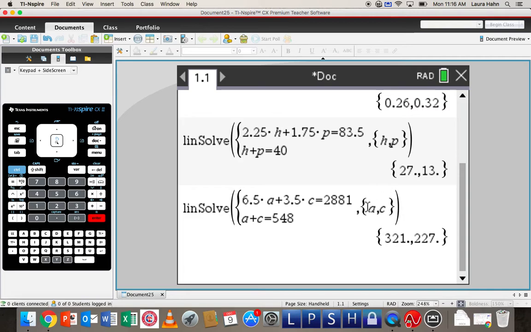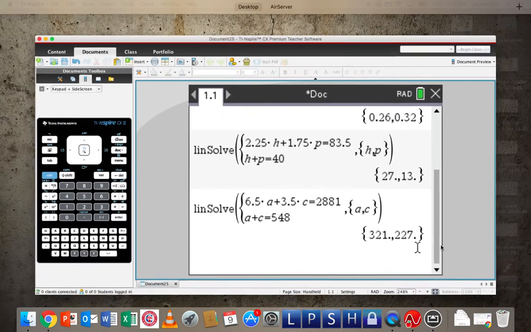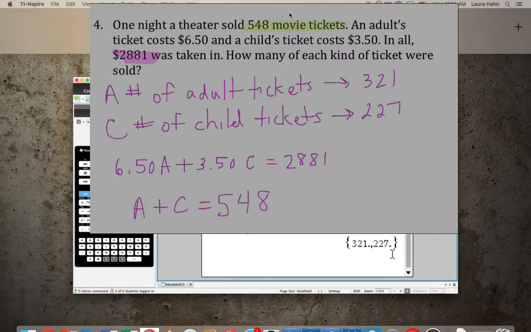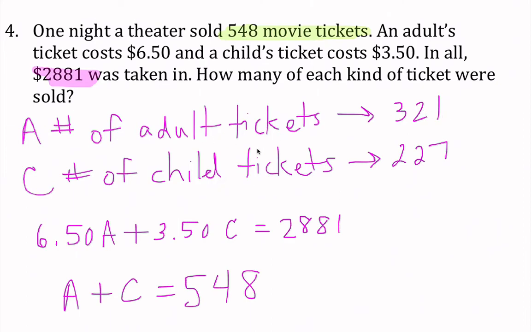So pay attention here. We know it's adult, comma, child. So this is the number of adult tickets. This is the number of children tickets. So I'm going to write that down. I know the number of adult tickets that were sold was 321, and the number of child tickets sold was 227. So adult, 321, children's tickets, 227.